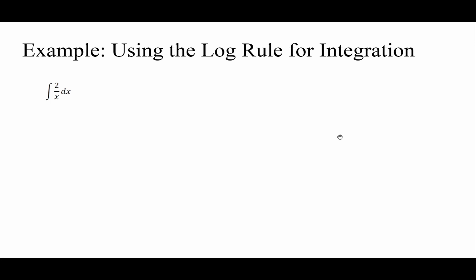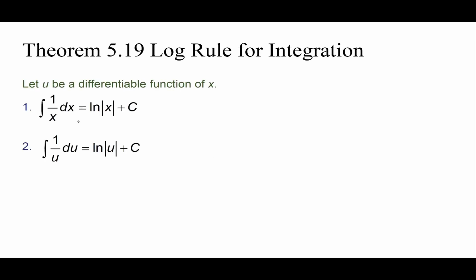So what's the integration of 2 over x? By using the very same rule, we can say the integration of this is 2 times the integration of 1 over x, which is 2 times ln absolute value of x plus some constant. So that's the formula we have here.